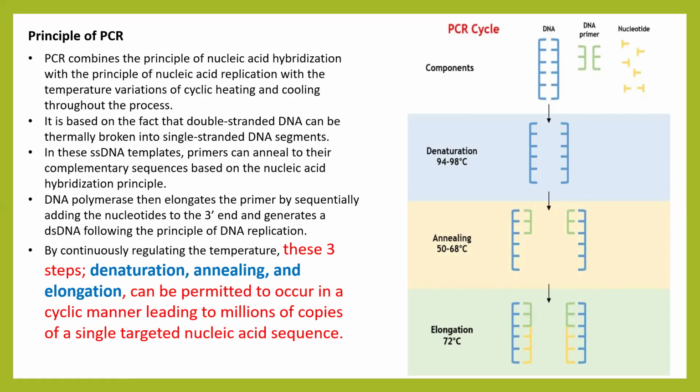So PCR combines the principle of nucleic acid hybridization with the principle of nucleic acid replication, and in this process there is a temperature variation of cycling, heating and cooling. By continuously regulating the temperature, three steps are involved in the PCR. First one is denaturation, second is annealing, and third one is elongation. It can be permitted to occur in a cycling manner, leading to millions of copies of a single targeted nucleic acid sequence.